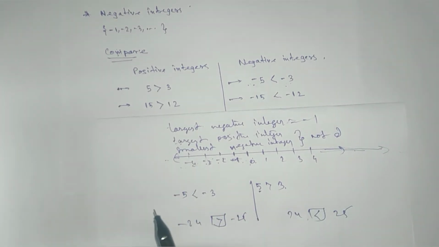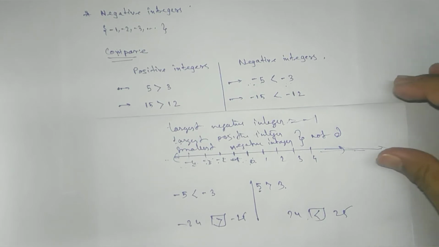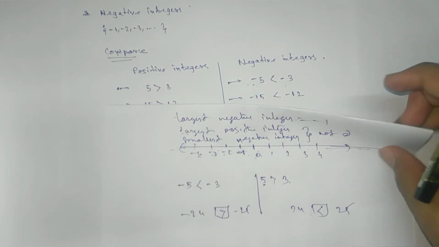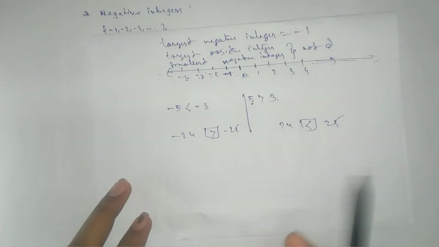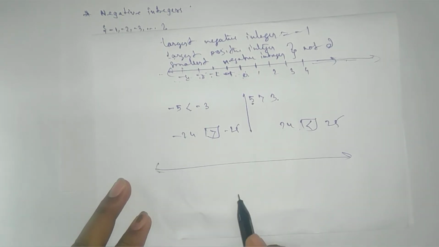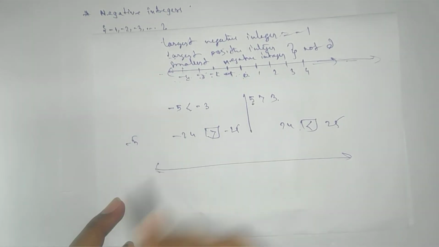So it's very important, very much important. Okay, now we'll enter into the representation of integers on the number line. So this is your number line. If I ask you to represent -5 on the number line, how are you going to represent it?